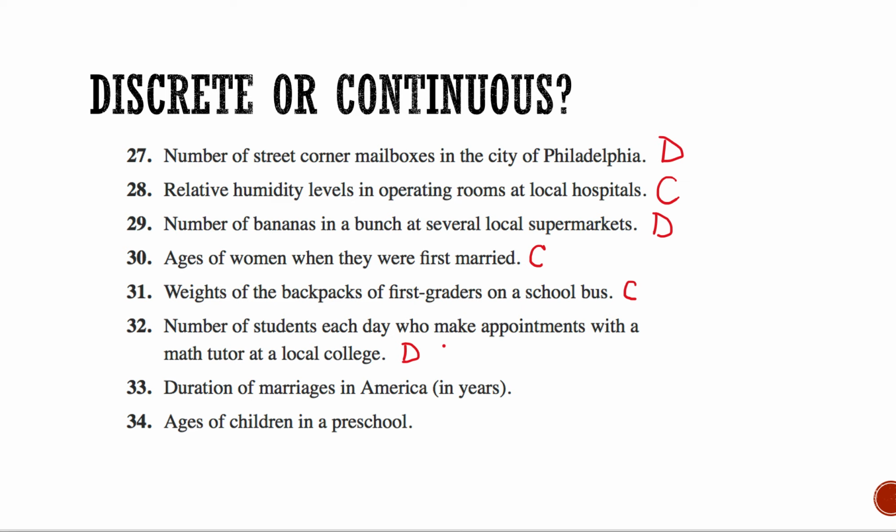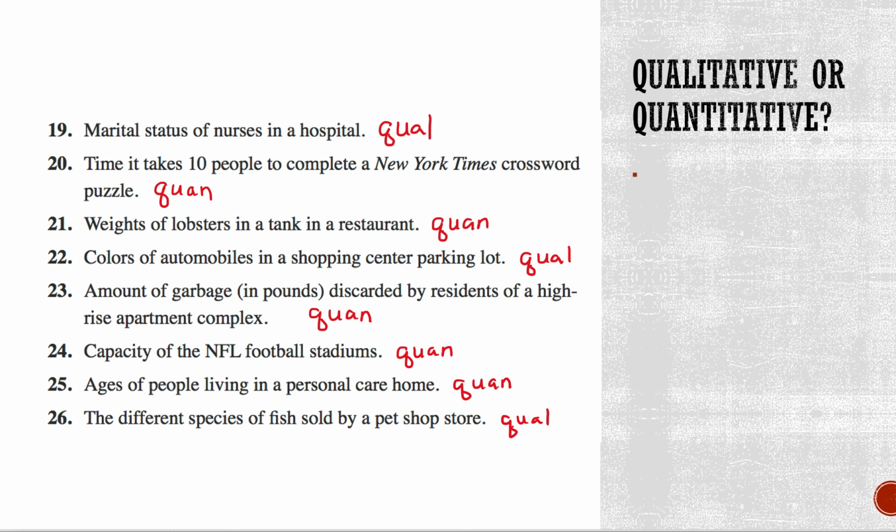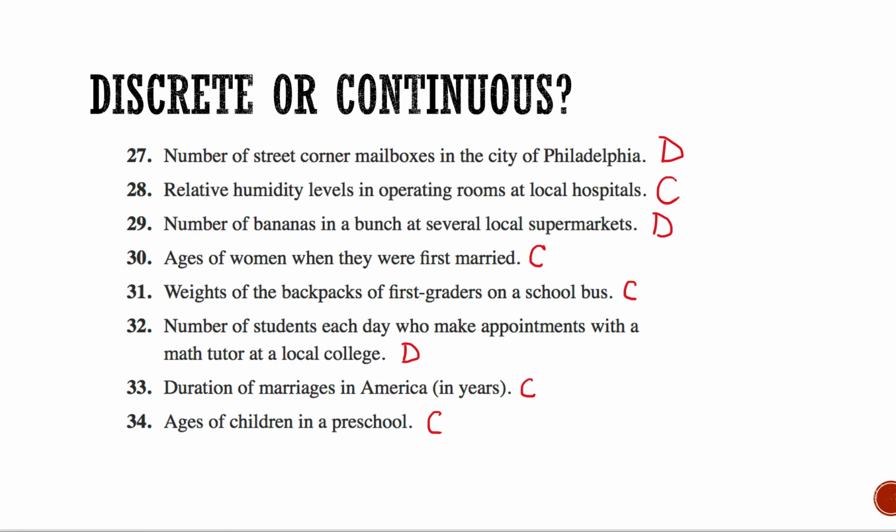Duration of marriages in America. Okay, that's time. That's like somebody's age. You might say you were married 10 years, but maybe it's a little bit less, maybe it's a little bit more. You would still say 10. So I would say continuous on that. And we have another age one for the last one, which would also be continuous. All right, so again, what you need to focus on here is that if you are given an example, you need to be able to determine qualitative or quantitative. And then if it's quantitative, you need to be able to determine discrete or continuous.